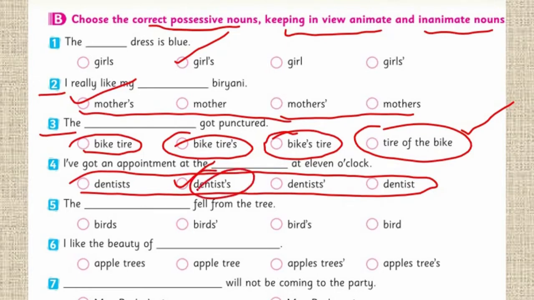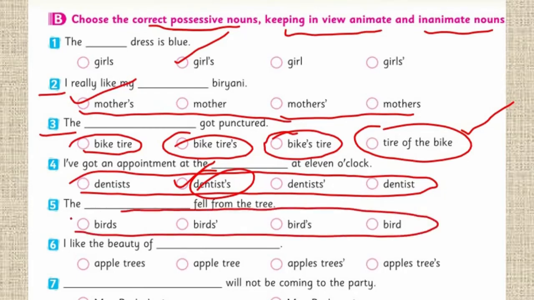Look at the fifth one. The bird fell from the tree. Here the bird is a living being. Here we will choose. In these options we don't have any possessive form here. We are just talking about the fall of the bird. So we will just simply choose the bird. The bird fell from the tree.